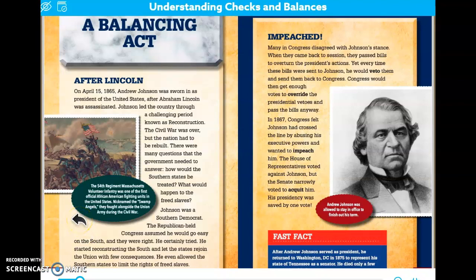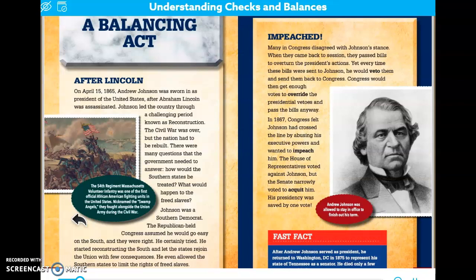After Abraham Lincoln was assassinated, Johnson led the country through a challenging period known as Reconstruction. The Civil War was over, but the nation had to be rebuilt. There were many questions that the government needed to answer. How would the Southern states be treated? What would happen to the freed slaves?